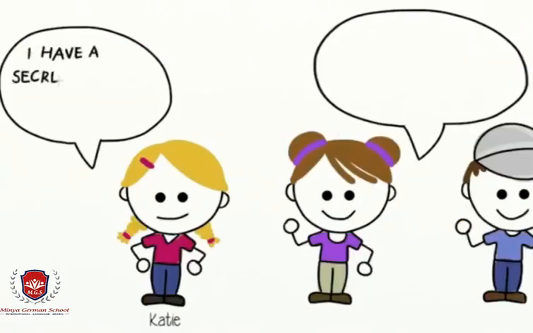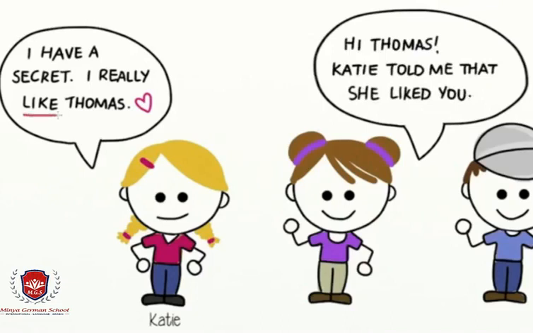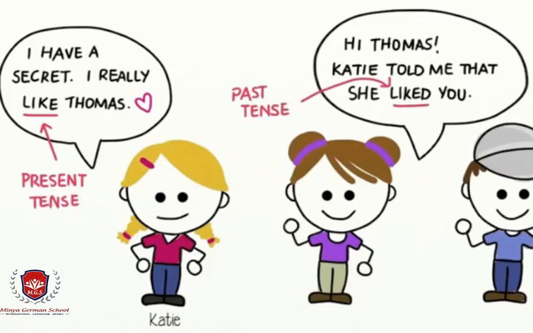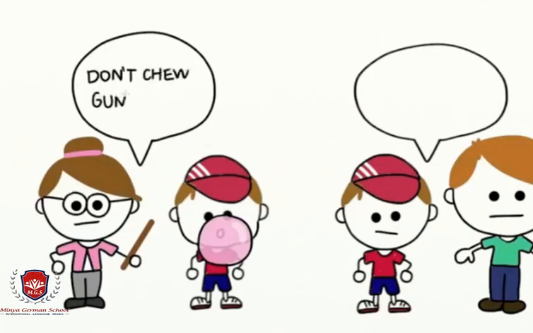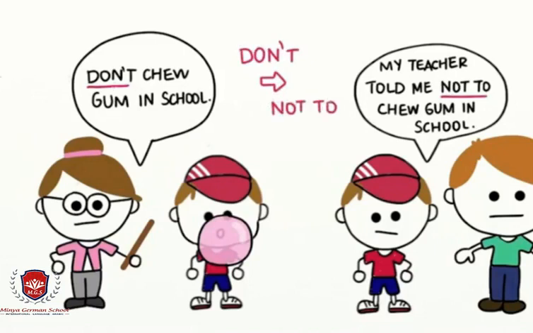Another example, Katie tells her friend, "I have a secret. I really like Thomas." Her friend then tells Thomas, "Hi Thomas, Katie told me that she liked you." Here, the present tense verb like changes to the past tense liked. Here's another. The teacher says, "Don't chew gum in school." The boy tells his dad, "My teacher told me not to chew gum in school." Here, the word don't changes to not to.